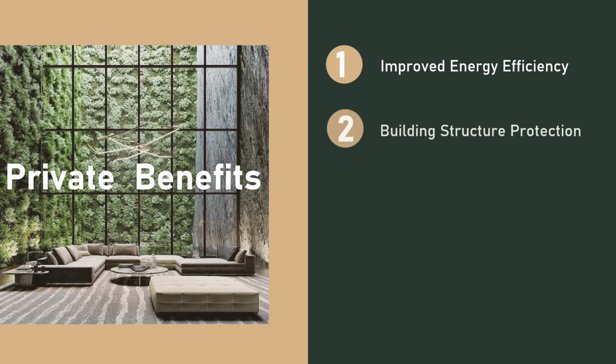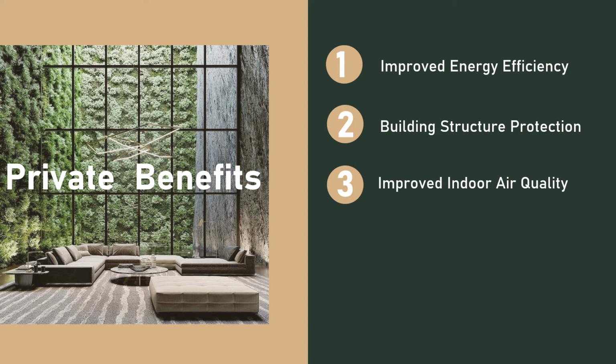Next, we have building structure protection. As you can see, temperature fluctuations over a building's lifetime can be damaging to organic construction materials in building facades. So green walls provide an additional layer of exterior insulation and thereby limit thermal fluctuations.